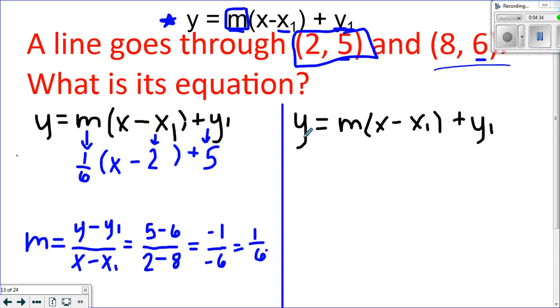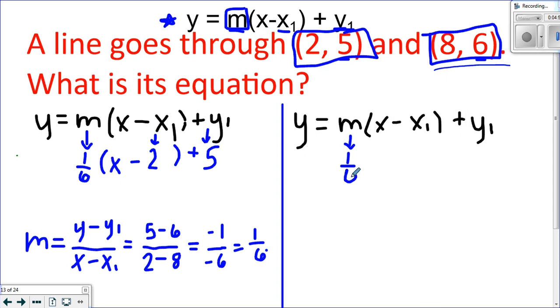But I have 2 points. Now if these 2 points are on the same exact line, then I should be able to use either one of them in my point slope form. So my other option then would be y equals, again, same slope, the same line, so it must be the same slope, 1/6, times x minus x sub 1. So this time my x sub 1 is, for my other ordered pair, 8, right here. So x minus 8, and my y sub 1 is going to be 6 this time. So plus 6.